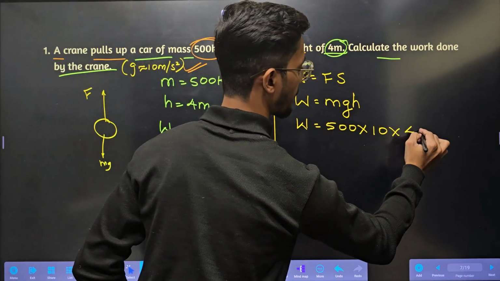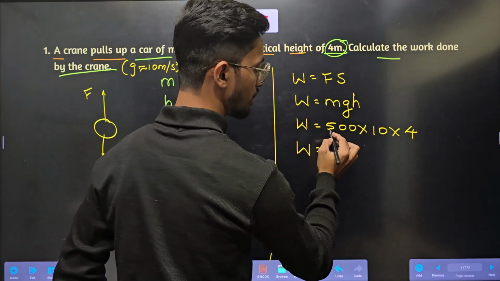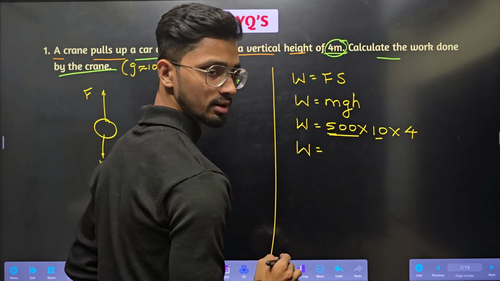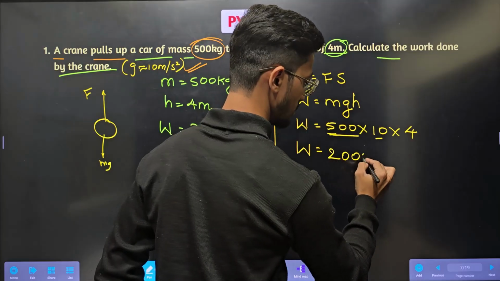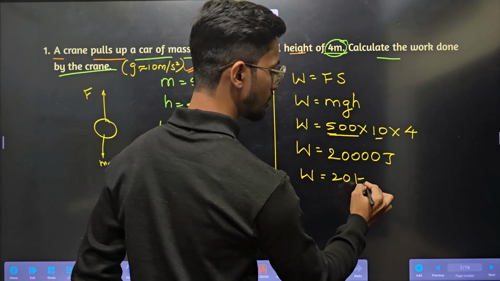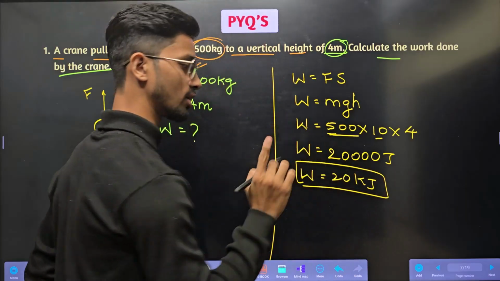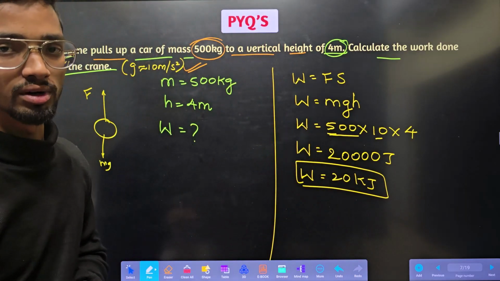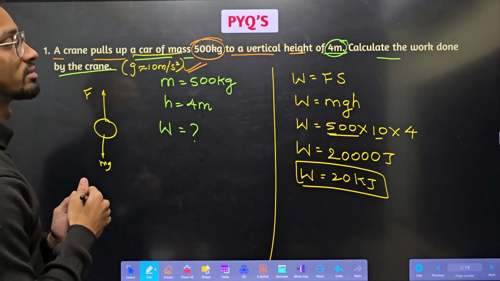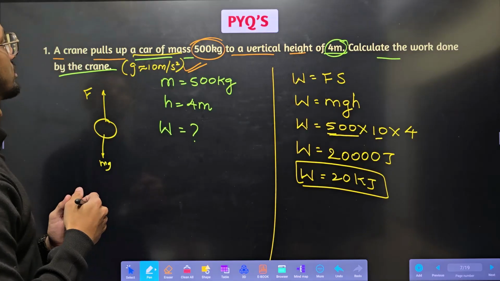4 meter. So W is equal to 500 into 10, 5000. 5000 into 4 will be 20,000 joule, or we can say it as 20 kilojoule, because 1000 joule is nothing but 1 kilojoule, right? So 20 kilojoule of work is done to pull the car of mass 500 kg. Okay.